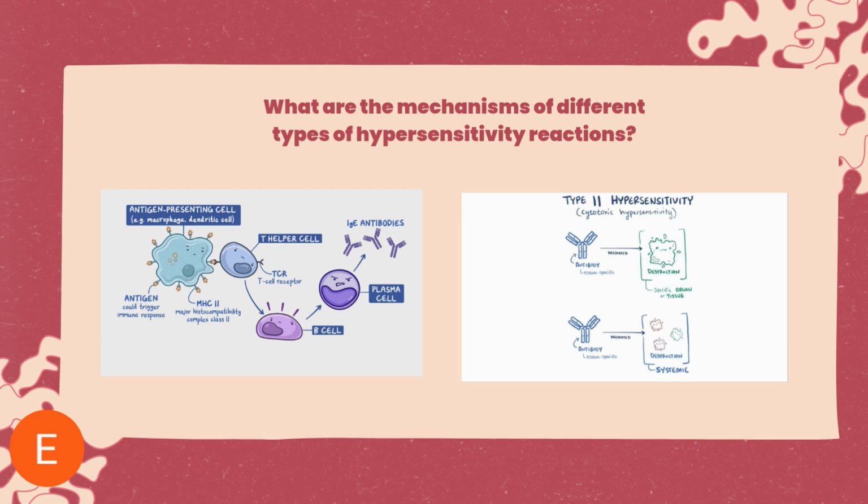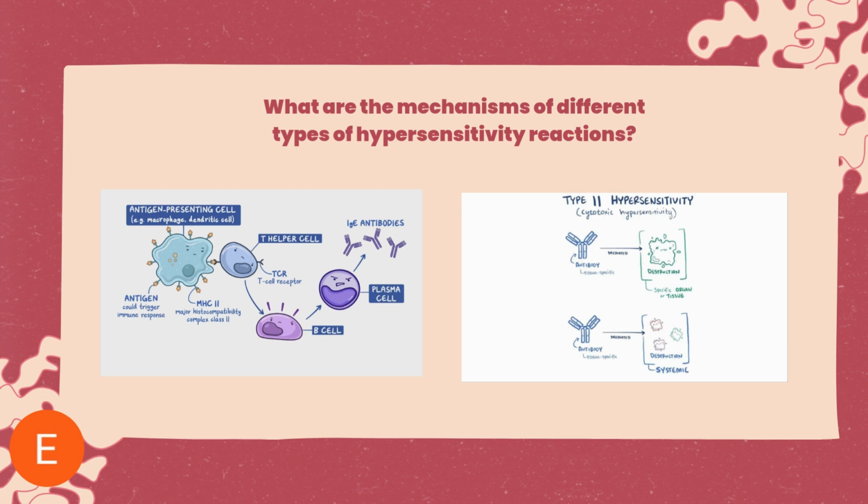Now we'll be going over the mechanisms of different types of hypersensitivity reactions. For this slide, we will cover type 1 and type 2. For type 1 hypersensitivity, this type is known as the immediate response, which is often triggered by an allergen and is mediated by IgE antibodies. This type of hypersensitivity is also known as the mast cell mediated reaction, which works through the activation of Th2 cells and the production of those IgE antibodies. This often leads to the release of inflammatory mediators.